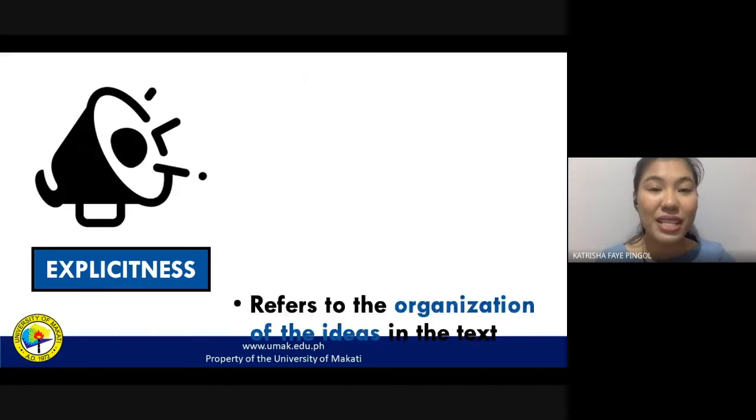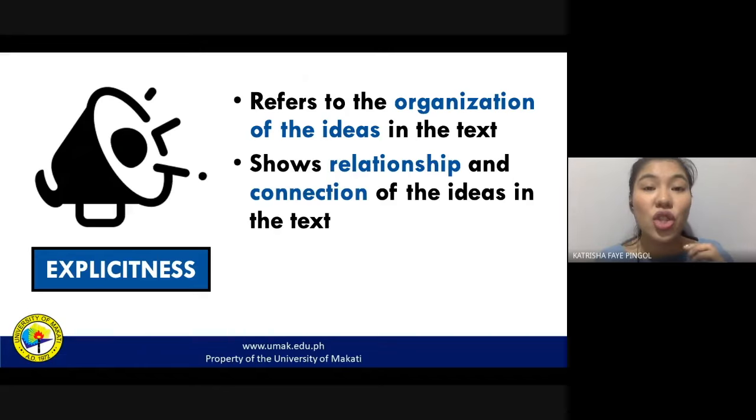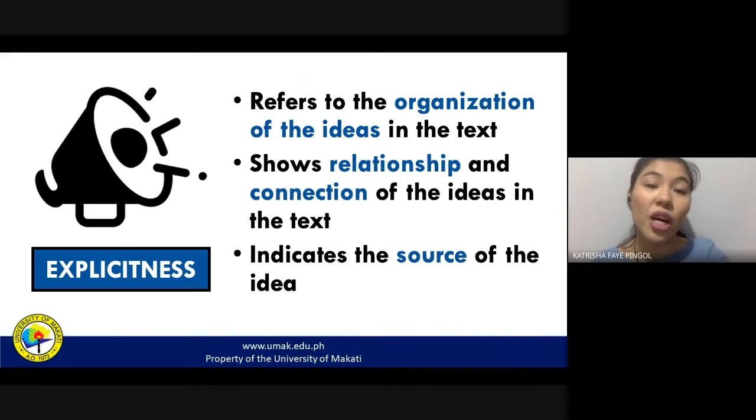Now let's go to explicitness. Explicitness simply refers to the organization of the ideas in the text. Explicitness is something that would show us the relationship and the connection among the ideas in the text that we are writing or in the text that we are reading. You are trying to find the connection between and among them. Explicitness could also refer to us indicating the source of our idea. So it is acknowledging, for example, if we are utilizing other references, then we are acknowledging where that particular idea, where that particular thought came from.